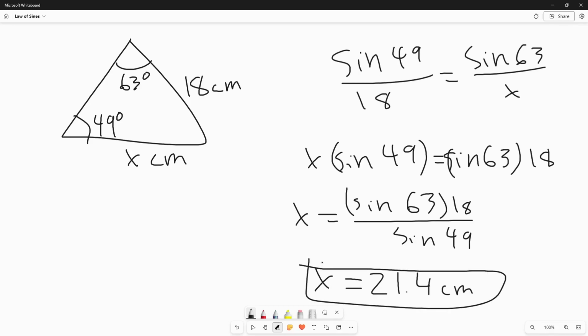And so what we did here is we used the law of sines. We used all of the given data we had, the angles and the sides. We put them in the law of sines, and we also put the missing variable x, and then we simplified it down to find the measure of x.